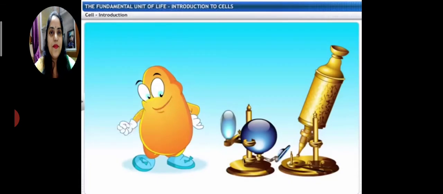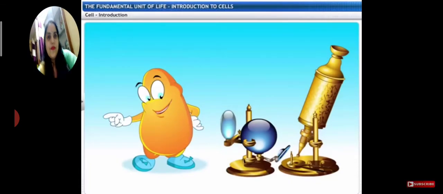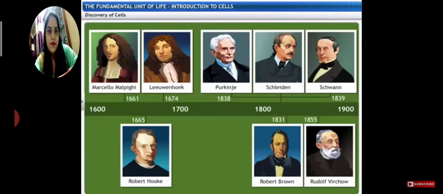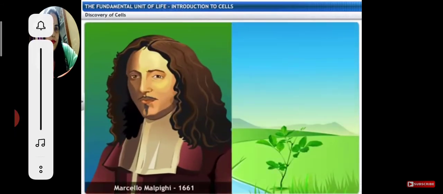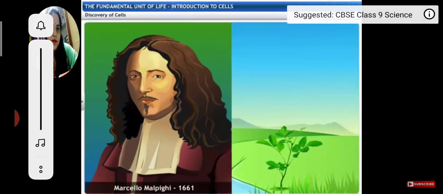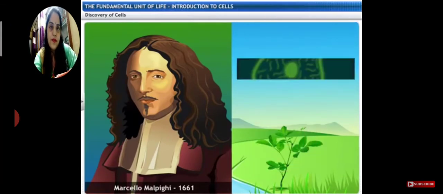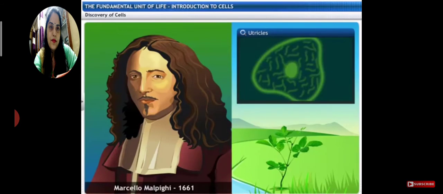Organisms know me better as cell. Does that ring a bell? You will soon know more about me. The discovery of cells dates back to the 17th century and is associated with the invention of microscopes. Marcello Malpighi, a microscopist, proposed that plants are made of tiny structural units called utricles.